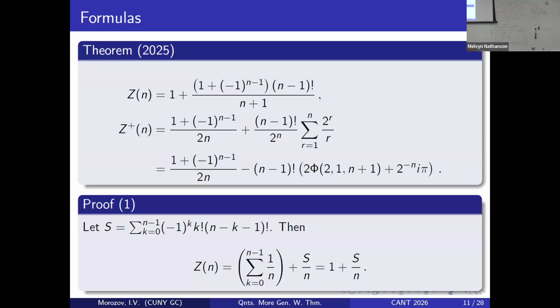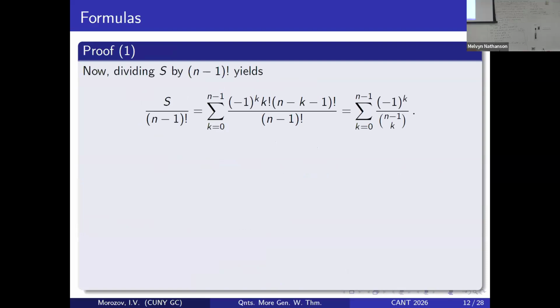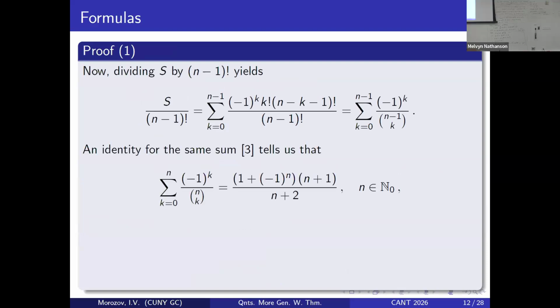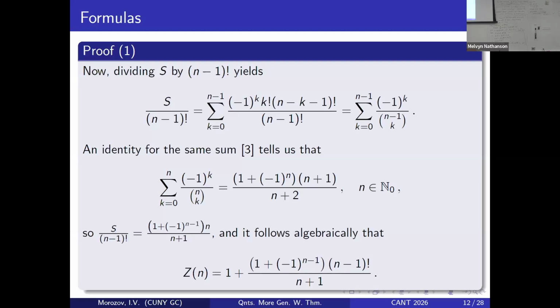So suppose that s is this sum over here, then z of n is just 1 plus s over n, and then we use a little bit of trickery to show that we can express s divided by n minus 1 factorial as the alternating sum of reciprocals of binomials, and there's a paper from 2004 which tells us exactly what this is, and we just substitute back using simple substitution, and we get this formula for z of n.